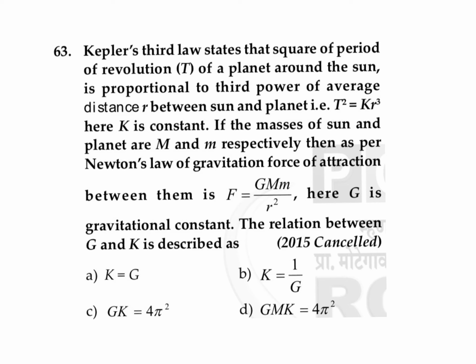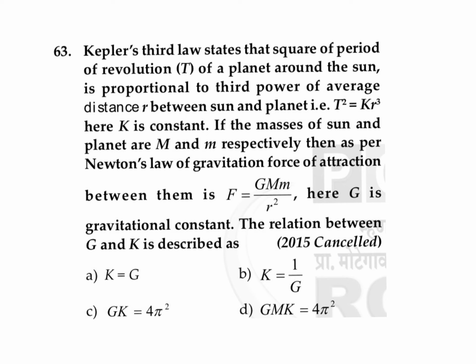Kepler's third law states that the square of the period of revolution of a planet around the sun is proportional to the third power of its average distance between the sun and the planet. That means T square is directly proportional to r cube, or T square is equal to a constant k into r cube, where k is a constant.